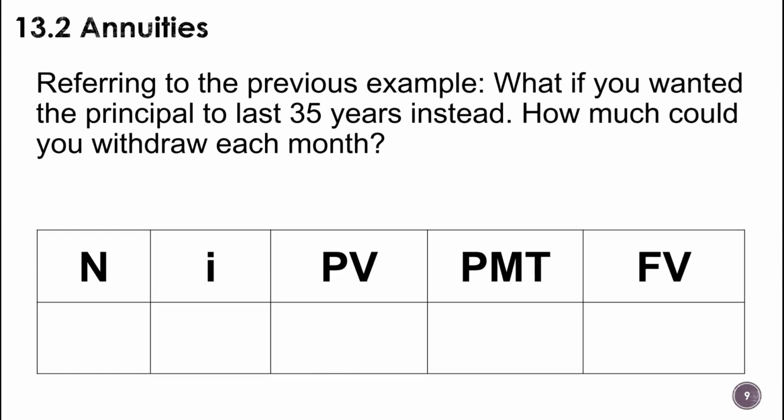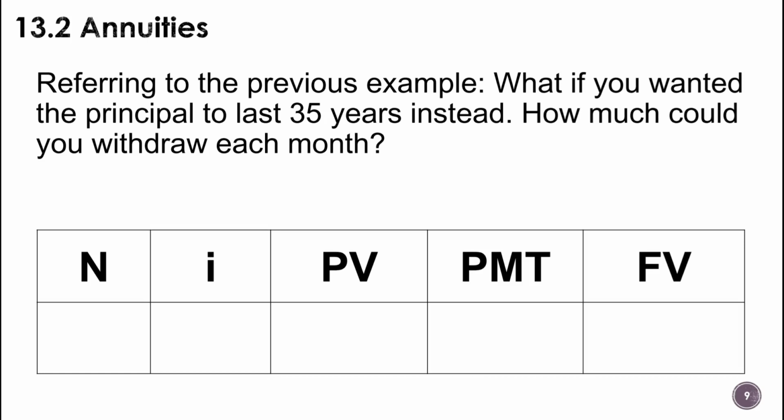All right, I think we have time for maybe one more example. And then referring to the previous example, what if you wanted your money to last for 35 years? Yeah, we definitely need to do that one, this one on the video, because it goes with the previous one. What if you wanted the principal to last 35 years instead? How much could you withdraw each month?